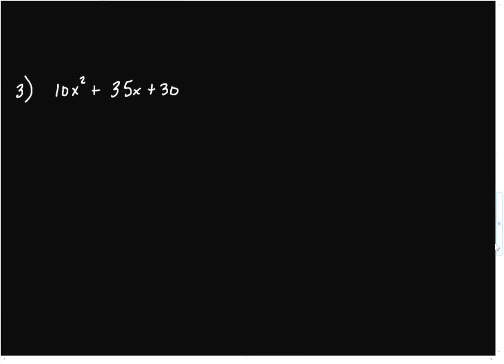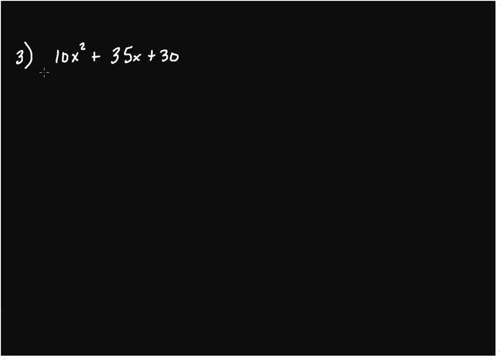Okay, number 3. Let's go ahead and start this just like we would anything else. We're going to take 10 and we're going to multiply it by 30 to get 300. And so we're going to have x squared plus 35x plus 300. Now we need factors of 300 that add to 35, and I think that's going to be 15 and 20.